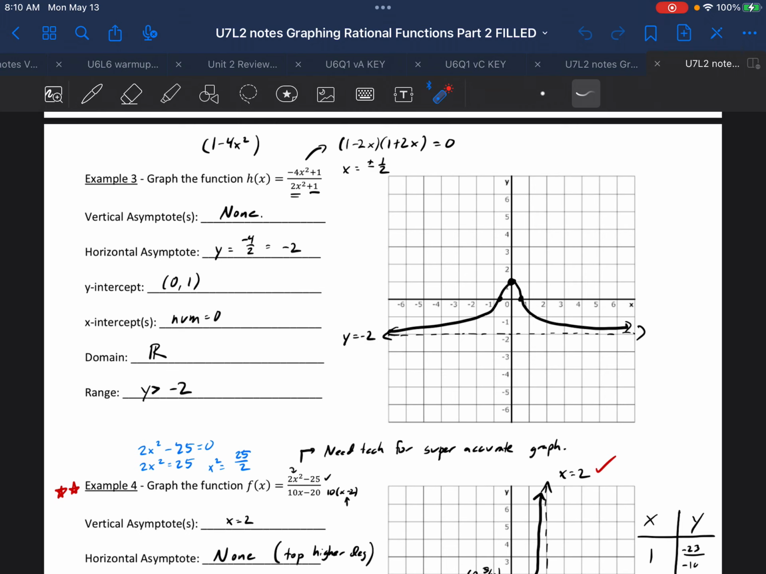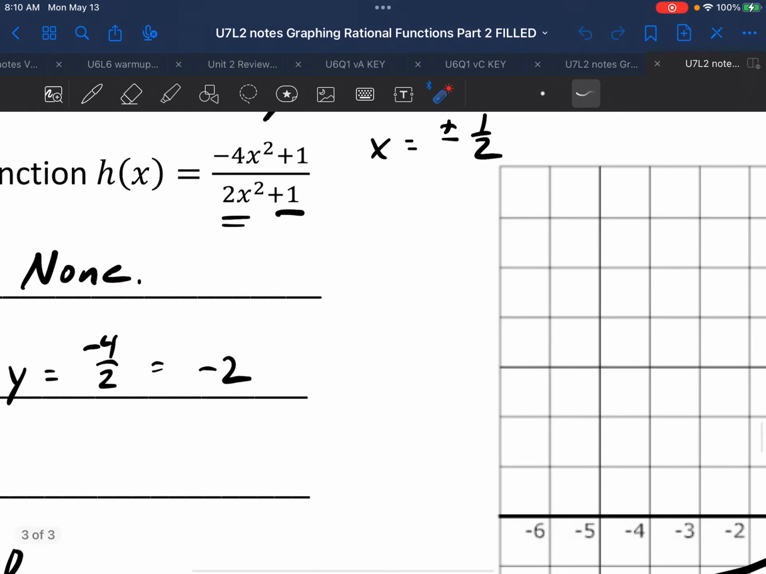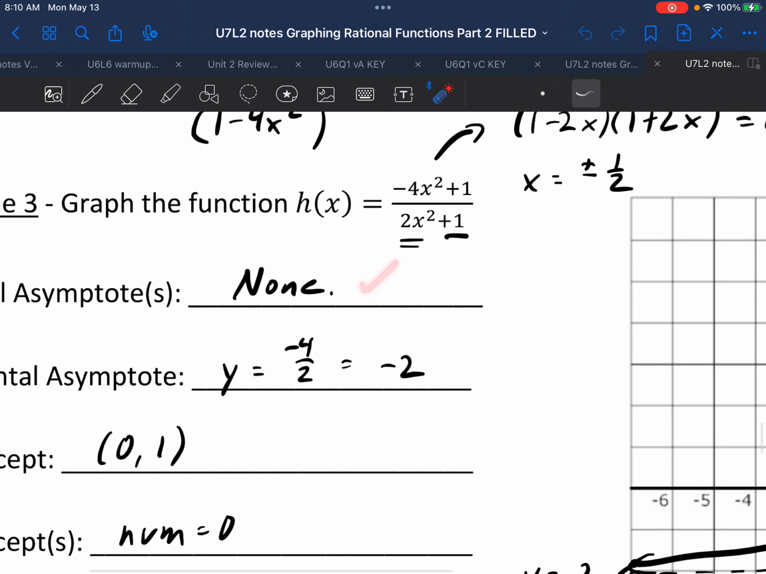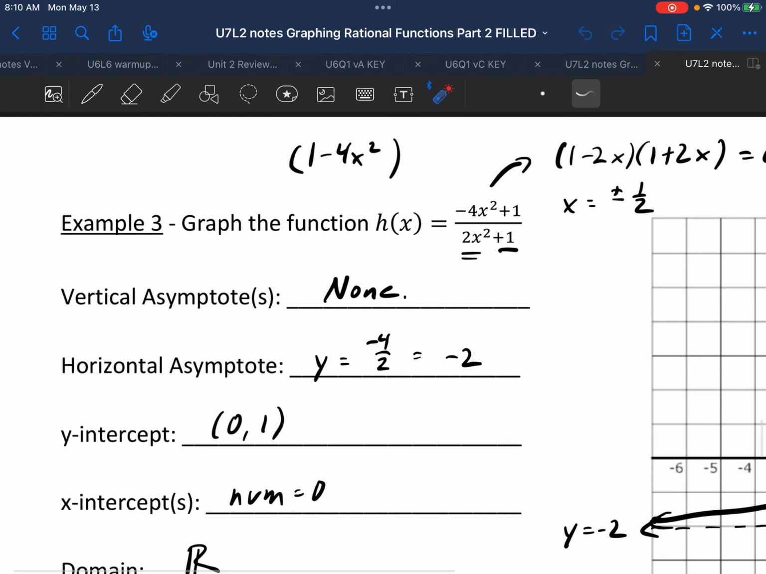Okay, we've got this behavior like this. We have a horizontal asymptote, but there's no vertical. Okay, why is that? Well, if we look right here, I'm gonna zoom in a little bit. If we look right here at our denominator, 2x squared plus 1 can never equal 0. So we do not have a vertical asymptote. Everything else is still the same.